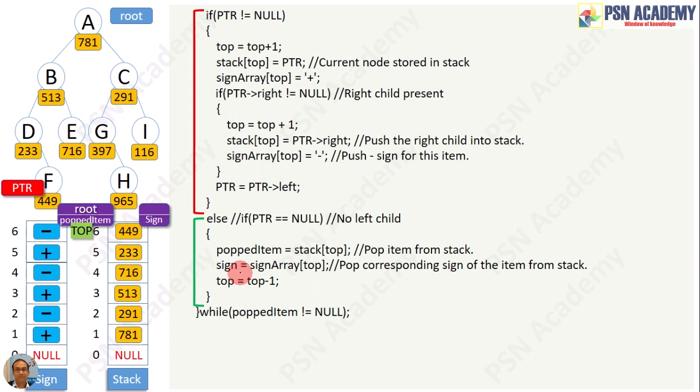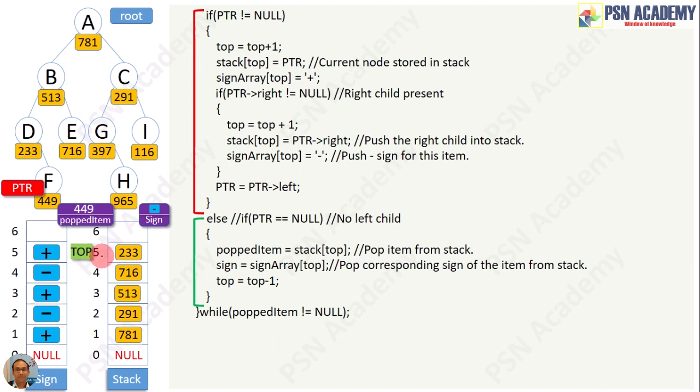Now you are going to pop item from stack. So pop item from stack and store the address inside the popped item. So stack top is 449. So 449 comes over here. So root has been replaced with 449. And you pop the sign from the sign array top to the sign variable. So this minus will be coming over here. Then you set top to top minus 1. So top comes down to 5.